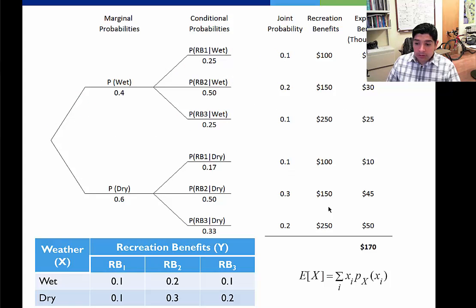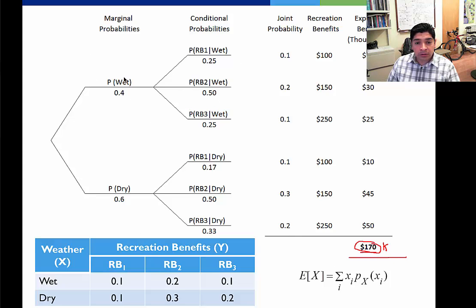We can calculate it, and it's going to be 170K. That is the expected value. How did I get to this result? Well, basically, I constructed a decision tree, and in this decision tree, I was able to estimate this value.